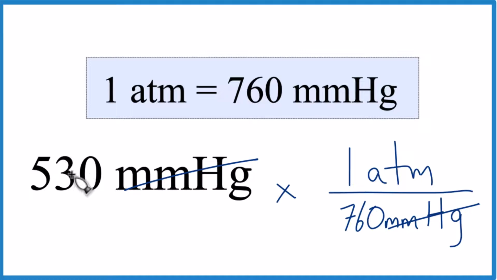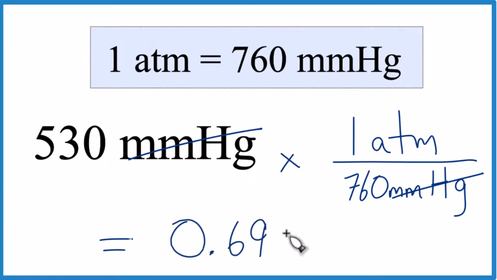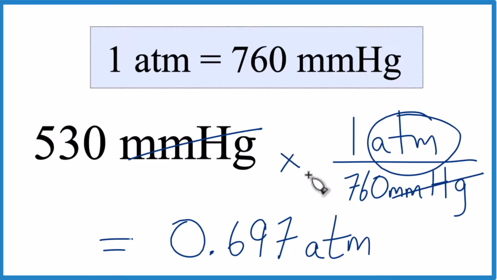So we take 530 divided by 760 and we get 0.6973. Let's just leave it at 0.697. And atmospheres, that's the only unit that's left, and that's how we know we set this up correctly.